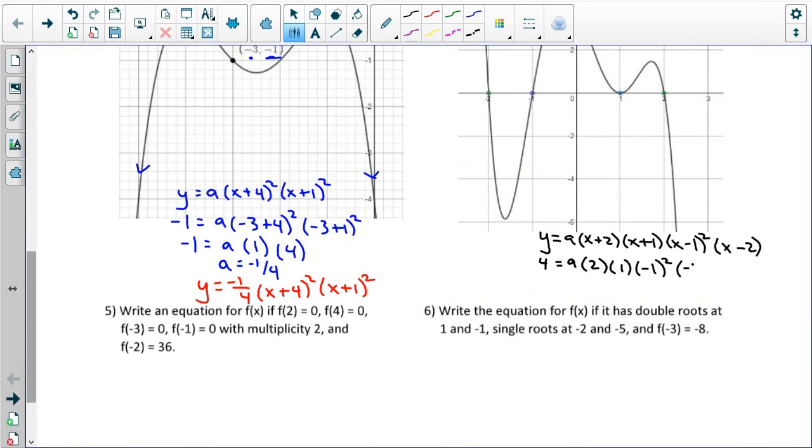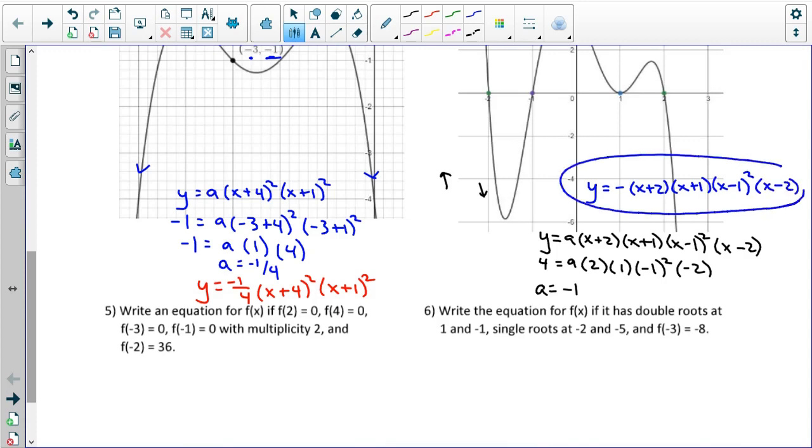Because I know that point, I know that y-intercept. And so I realize that a should be a negative number because my end behavior looks like this on an odd numbered degree. And then I see that a should equal, it appears to be -1 when I do the multiplication. So my final answer is going to be y equals -1, x plus 2, x plus 1, x minus 1 squared, x minus 2. And that's my final answer for this problem.